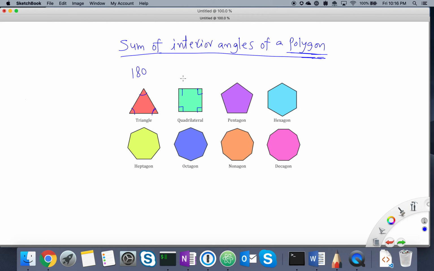Deriving from something that we already know, that the sum of interior angles of a triangle is 180 degrees, let us see if we can break this quadrilateral into multiple triangles. You can start from any vertex. It has four vertices, and I'll start with this vertex. If I join these two vertices, I'm breaking this into triangle 1 and triangle 2.